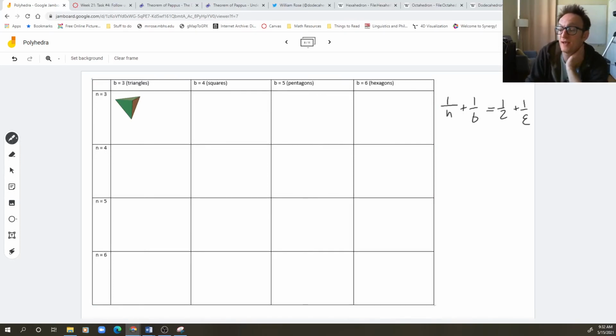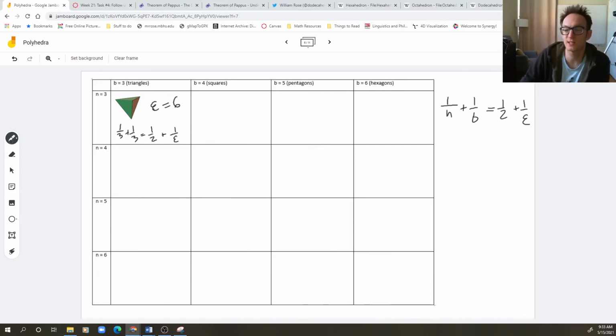And hey, by the way, notice that if b equals 3 and n equals 3, then what we get is 1/3 plus 1/3 equals 1/2 plus 1 over epsilon. And we can just solve this, right? We get 2/3 equals 1/2 plus 1 over epsilon. What's 2/3 minus 1/2? It's 1/6. And so I've just proven to you that epsilon is 6. In other words, I've just proven to you that it's not just your imagination or intuition or whatever, that the tetrahedron must have 6 edges.